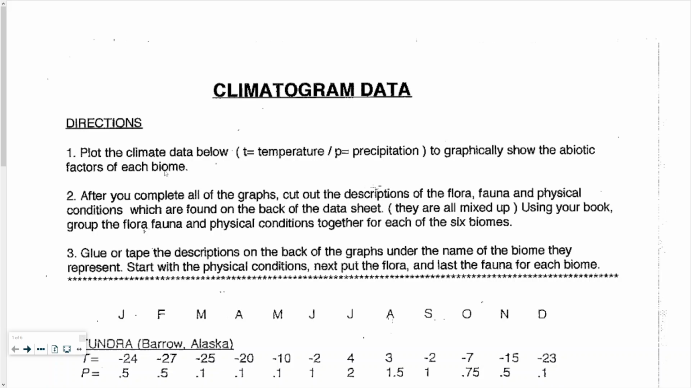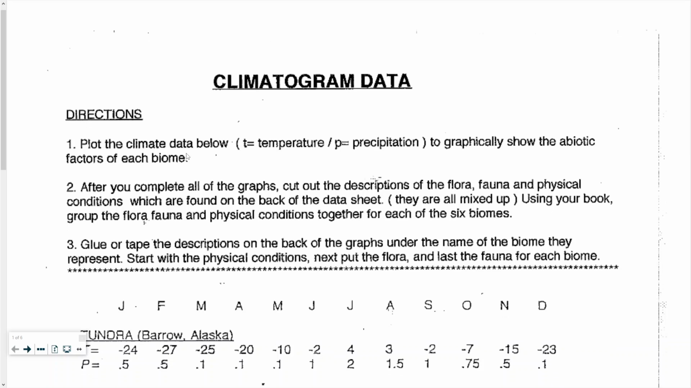So today you're going to be working with your EcoJar groups on this assignment that's called the Climatogram data. You are going to be graphing and then finding physical conditions, flora and fauna for 6 different biomes. Now remember, a biome is a larger area with similar plant, animal, and climatic conditions.